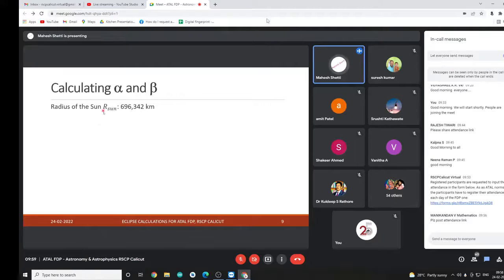So the radius of the Sun. All these data are taken from Wikipedia, the factual data here. The radius of the Sun is 696,342 kilometers. Earth-Sun distance is 149,598,023 kilometers. This is what we call one astronomical unit. The radius of the Earth is 6,371 kilometers.